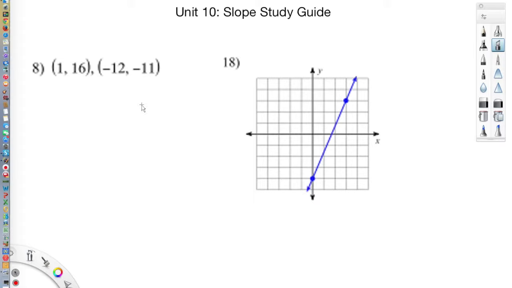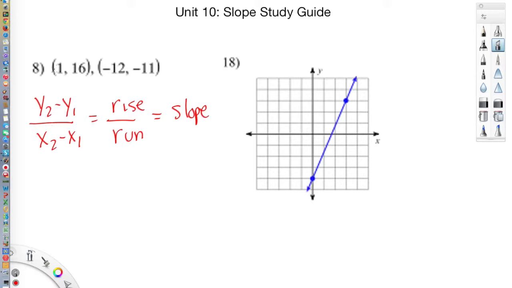The instructions say use the two-point slope formula to find the slope of the line through each pair of points. So our two-point slope formula would be y sub 2 minus y sub 1 over x sub 2 minus x sub 1 is equal to our rise over run, which is our slope.